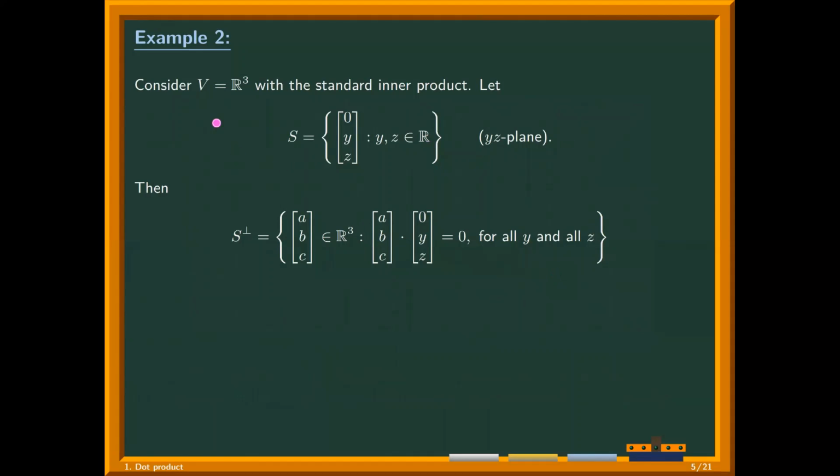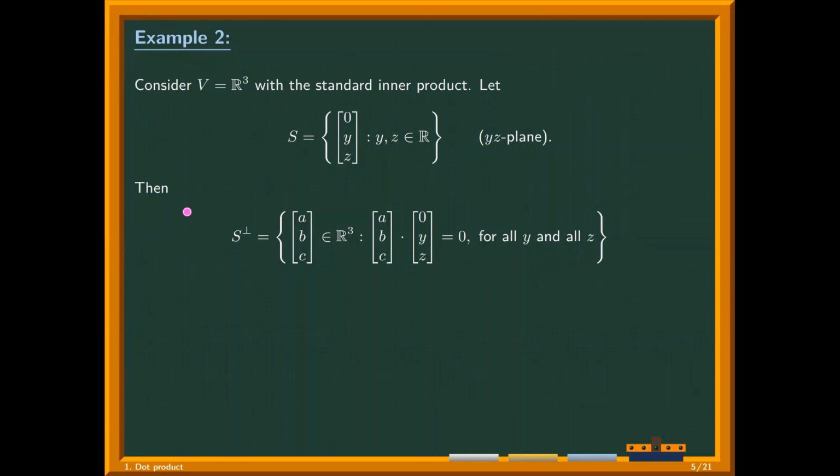Here's another example in R3. So suppose R3 is endowed with the standard inner product. Consider the set S of vectors in R3 with 0 x component. So the second and third components are arbitrary. If you think of R3 as the XYZ space, then this set S is just the YZ plane.